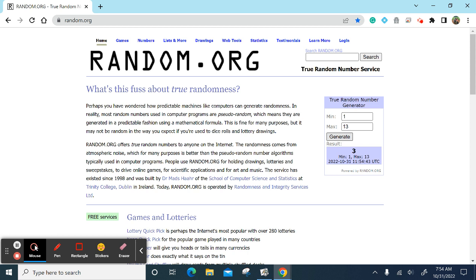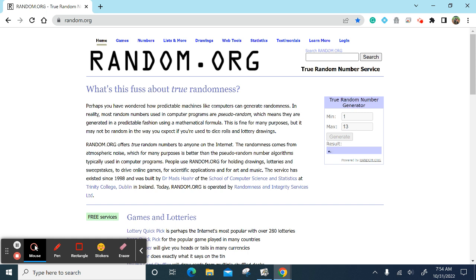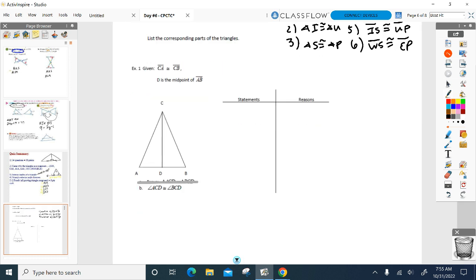IS and what was the other one, Spence? UP. Yep, thank you. And then finally, the final pair. WS. Yep. All right, but I only know this if I know the triangles are congruent. Okay, the triangles have to be congruent first for me to say any of these 6. So that's what we're going to do today. You're going to notice when we do these proofs, your proof statement changes a little bit.